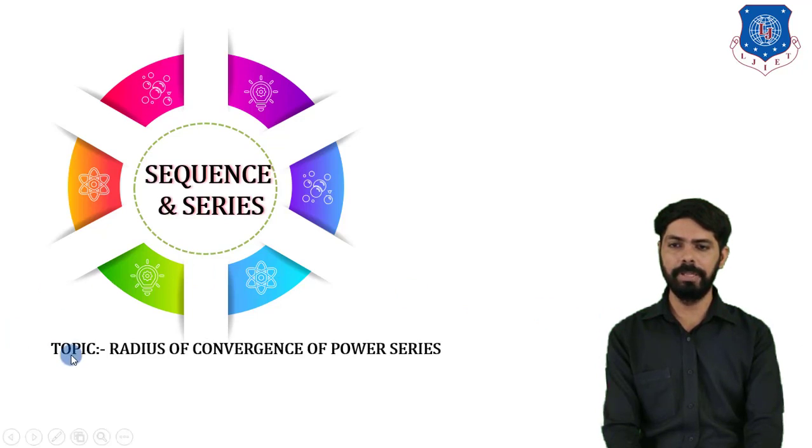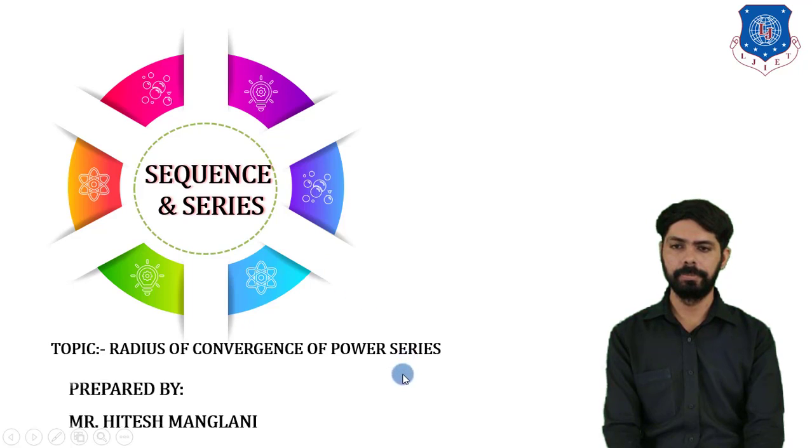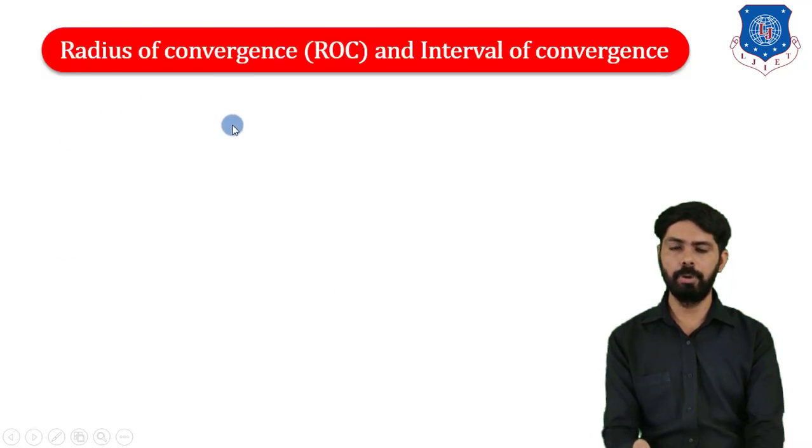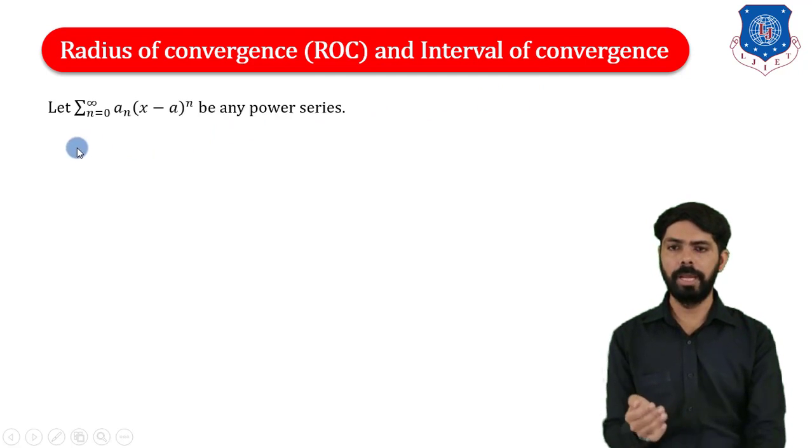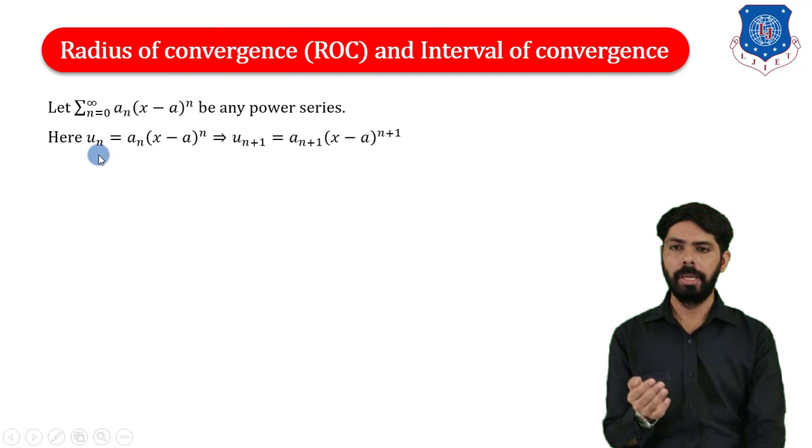So today we will discuss the topic radius of convergence of power series of the chapter sequence and series. Here we will discuss radius of convergence and interval of convergence. So let sigma n equal to 0 to infinity an into (x minus a) raised to n be any power series, and here un is equal to an into (x minus a) raised to n.